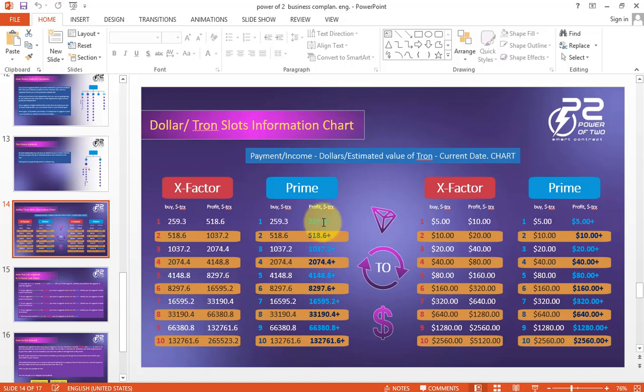So on here it cannot be predicted, but that is why they have given us the figures, as in you get back 100% capital, where it's 259.3, giving us the plus sign, okay, the addition sign. So meaning you can earn more than that, and that is going to be huge, ladies and gentlemen.